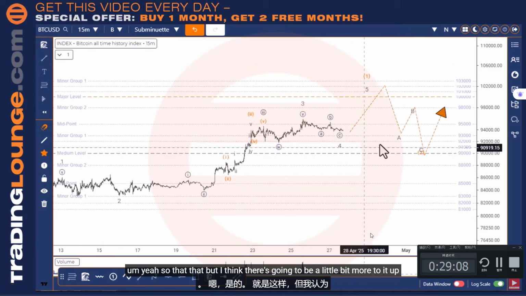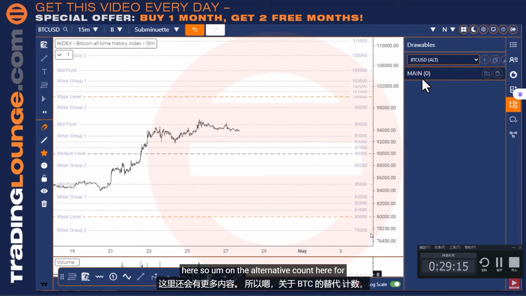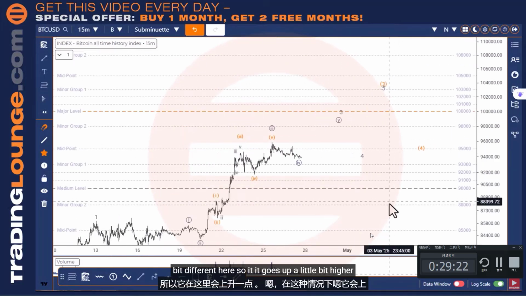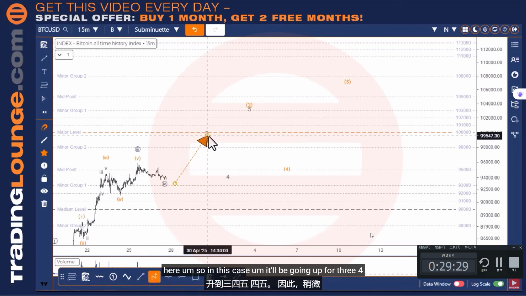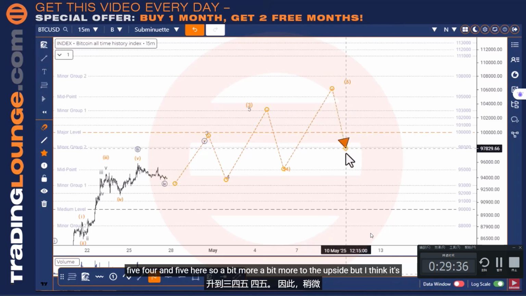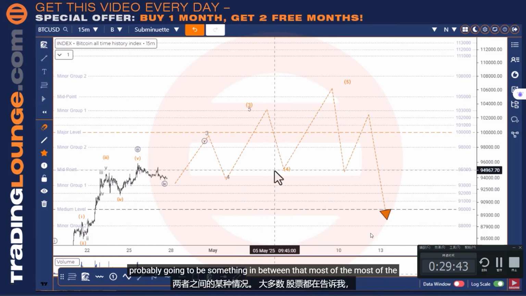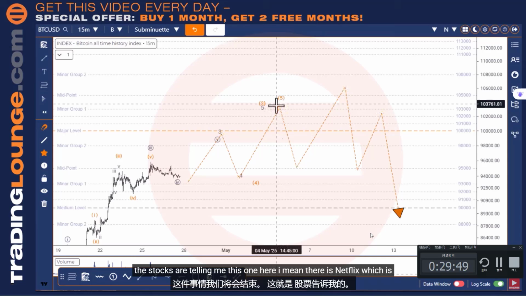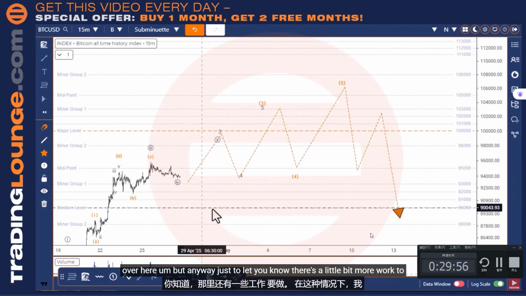Yeah, but I think there's going to be a little bit more to it up here. So on the alternative count for BTC, I've got it a little bit different. It goes up a little bit higher here. So in this case, it'll be going up for 3, 4, 5, 4, and 5 here, so a bit more to the upside. But I think it's probably going to be something in between that. Most of the stocks are telling me that will be finished over here. That's what the stocks are telling me, this one here. I mean, there is Netflix, which is over here. But anyway, just to let you know, there's a little bit more work to be done there.